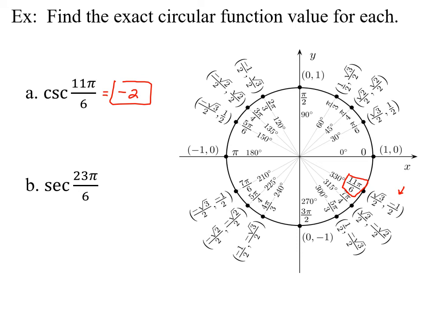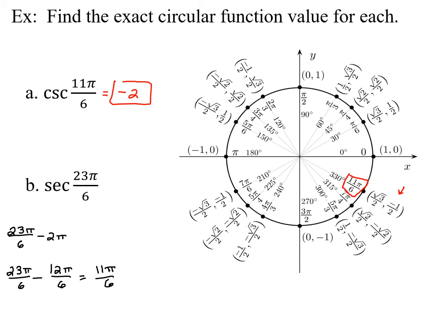Now, 23 pi over 6 is not on the unit circle. The unit circle stops at 2 pi. It goes all the way around and ends at 2 pi. And so since it stops, anything beyond 2 pi, you have to adjust for. The easiest way to do that is subtract 2 pi off of it. So this is 23 pi over 6 minus 12 pi over 6. You have to do a little bit of common denominators here. But 23 minus 12 gives you 11. This is also the same angle, 11 pi over 6, that we just looked at.